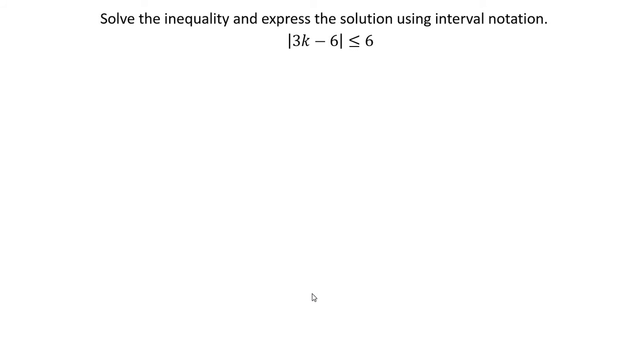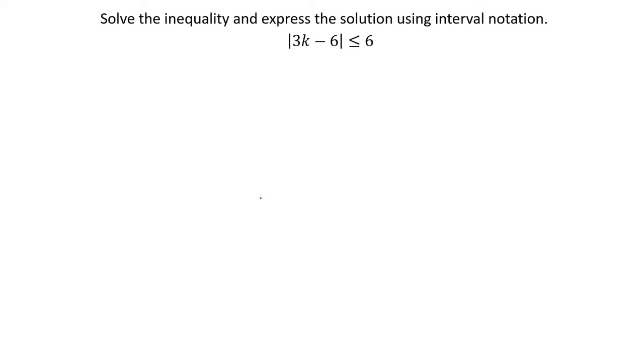Let's look at a quick example. Solve the inequality and express the solution using interval notation. So as we look at this, the absolute value of 3k minus 6 is less than or equal to 6. Our absolute value is already isolated, so I don't need to worry about that.